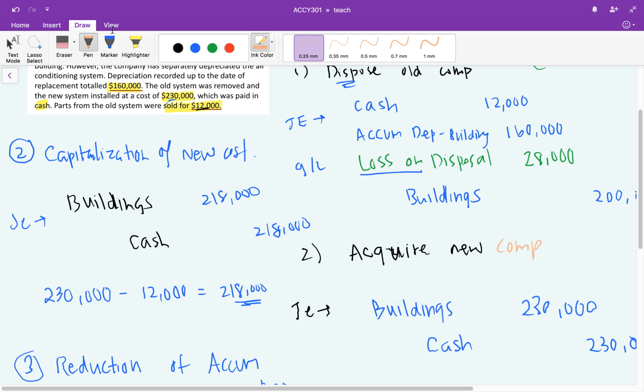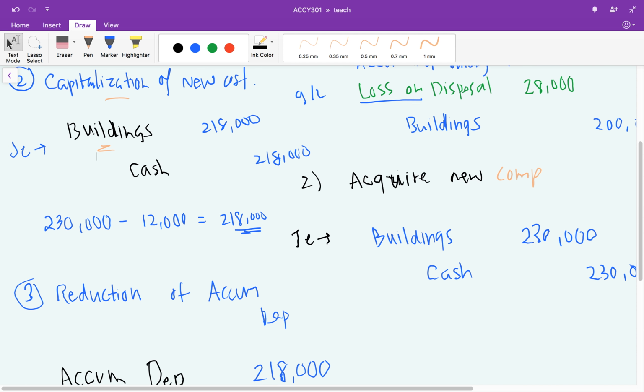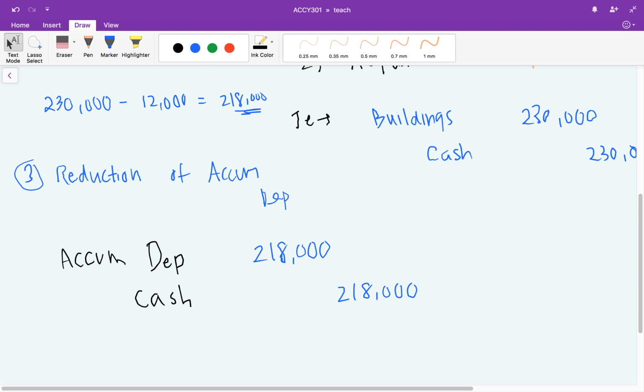Our second method was capitalization of the new cost. In here, we're including the cost of the improvement as a debit to the related asset account, which is buildings. And the original cost and accumulated depreciation of the original component are not removed. And this method is acceptable only if the book value of the original component has been reduced to an immaterial amount through prior depreciation. So that all depends on the case facts.